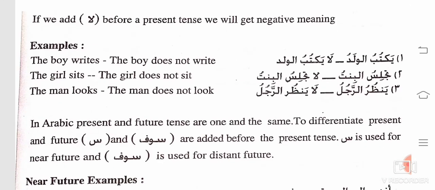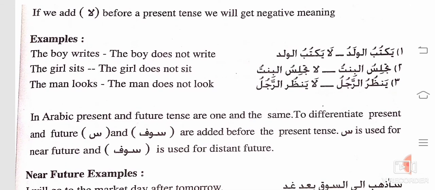And now we are going to learn how to make positive into negative. So yansuru means he helps. Ansuru means I help. Nansuru means we help. Tansuru means you help and she helps. This is a positive, I help, and negative also want to be said.